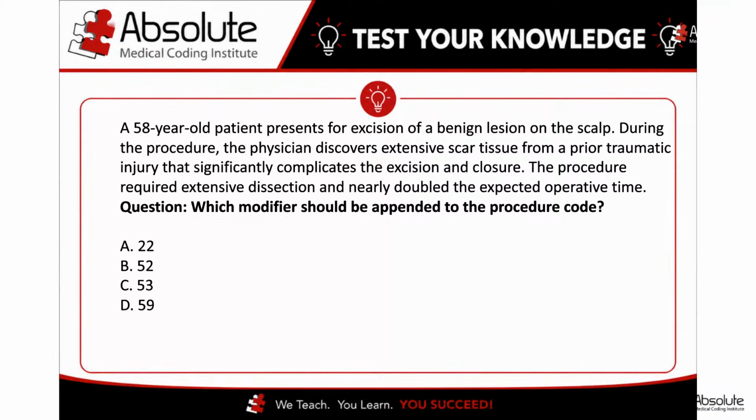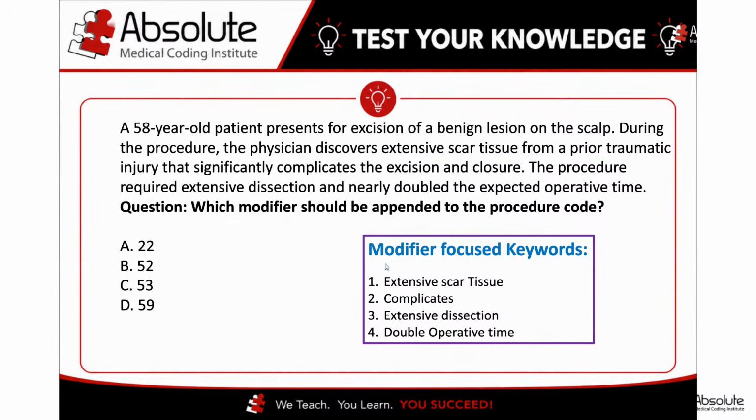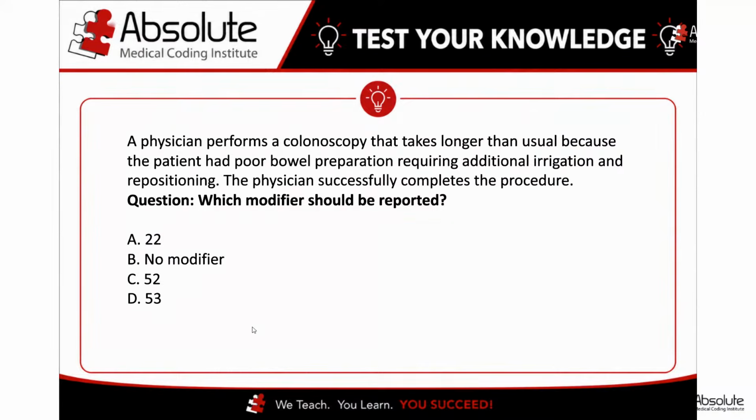So you all might be saying, okay, Mrs. J, since you read it that way, right. So I'm just going to go ahead and pull out those modifier focused keywords: extensive scar tissue, complicates, extensive dissection, double operative time, and you all got it. Outstanding. It is 22, increased procedural services. Outstanding job. Great job.